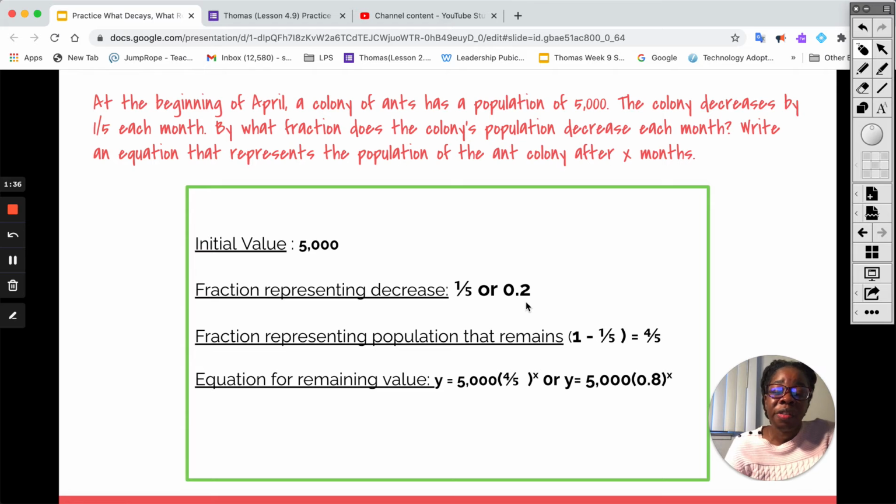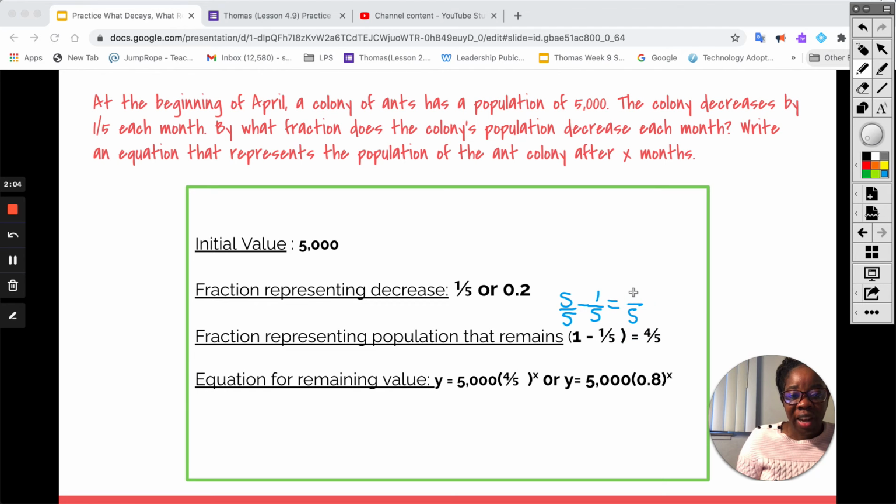And then in order to find the fraction of the population that remains, you're going to subtract the amount by which it's decreasing, which is 1/5, from 1. And that gives you 4/5. I showed us in an earlier problem how to do that, but our 1 is going to be 5 over 5 minus 1 over 5, because you can't subtract fractions until you have common denominators. So you keep your denominator and you subtract your numerator. That gives us 4/5. And we know that we can change that to a decimal by way of division. That's going to give us 0.8.